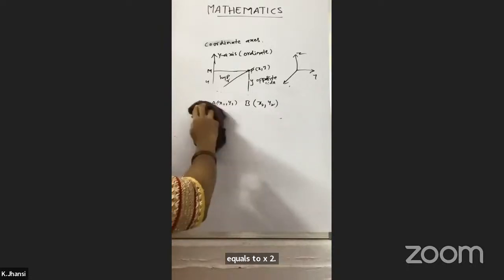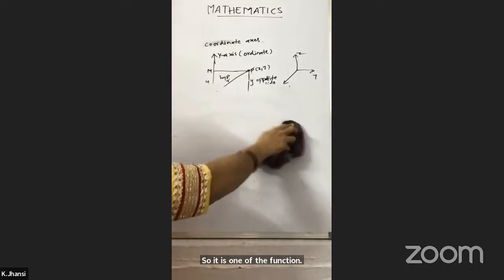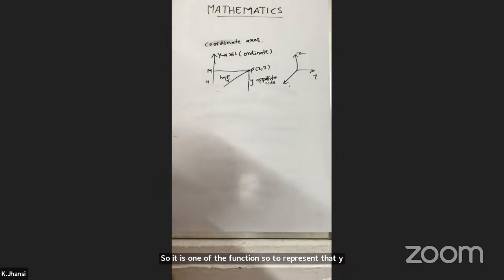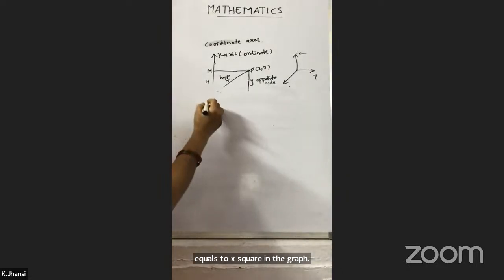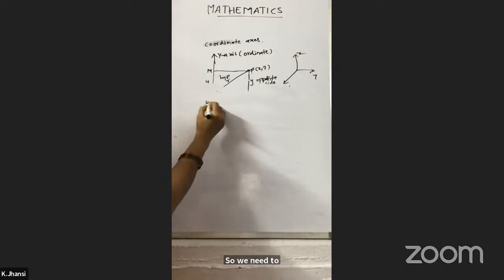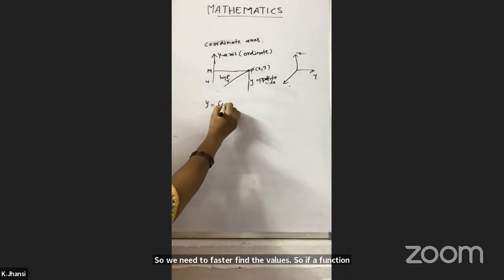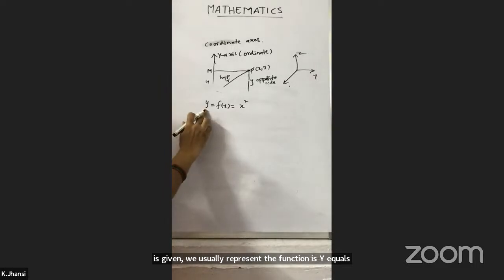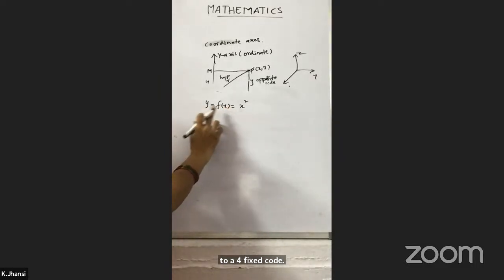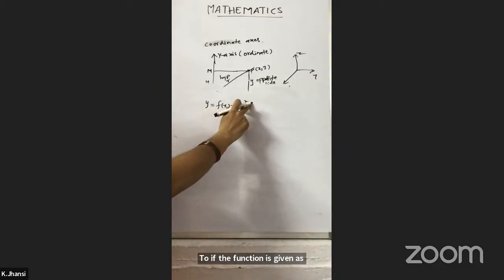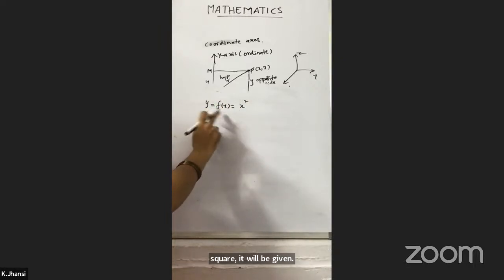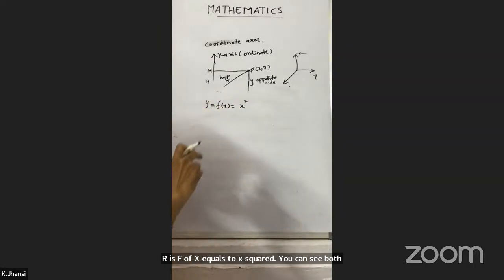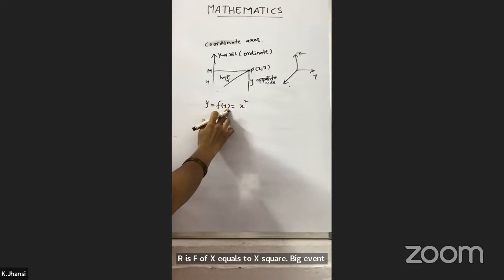So to represent y equals x square in the graph, we need to first find the values. If a function is given, we'll usually represent it as y equals f of x. If the function is given as x square, it will be given as y equals x square, or else f of x equals x square. Both are the same, so don't get confused anywhere if you see y or f of x.